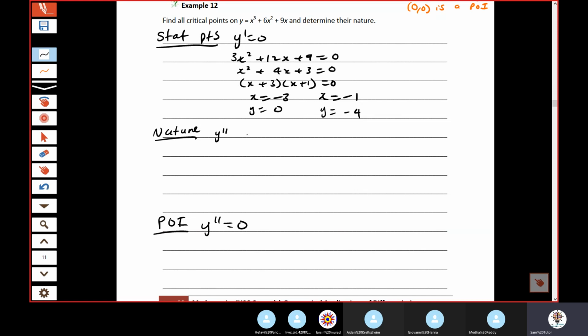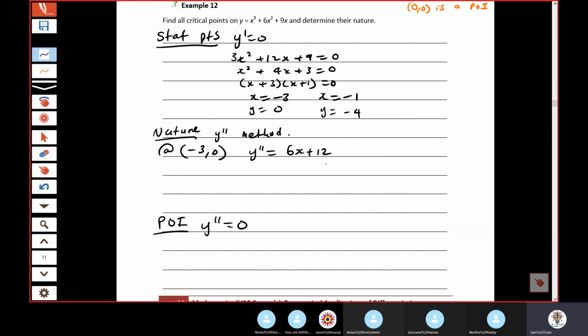So we're going to do the y double dash method. I'll just call it here. All right, so we write at, because you've got to tell me where you're at, otherwise I'm going to get confused. Y double dash at -3, 0. What does y double dash equal to? Well, y double dash is 6x plus 12. Right? 6x plus 12.